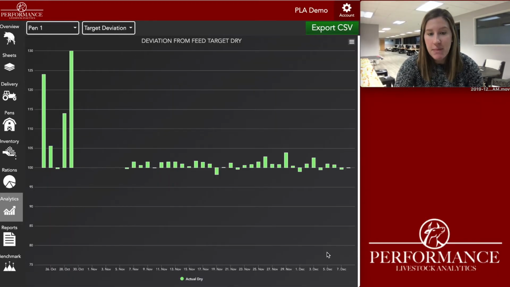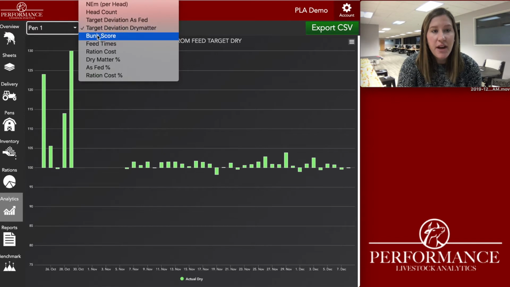Use it in any other capacity that you'd like, because all of that data, of course, is yours. So that is one nice thing. A lot of people like to export their feed overviews, which we'll get to on the group basis. The other great thing is a bunk score.